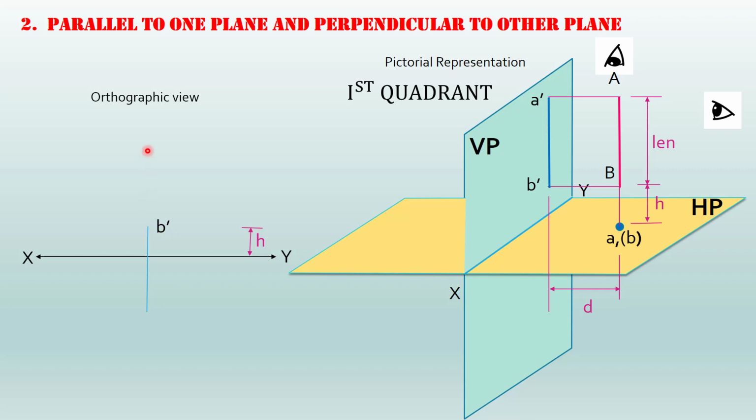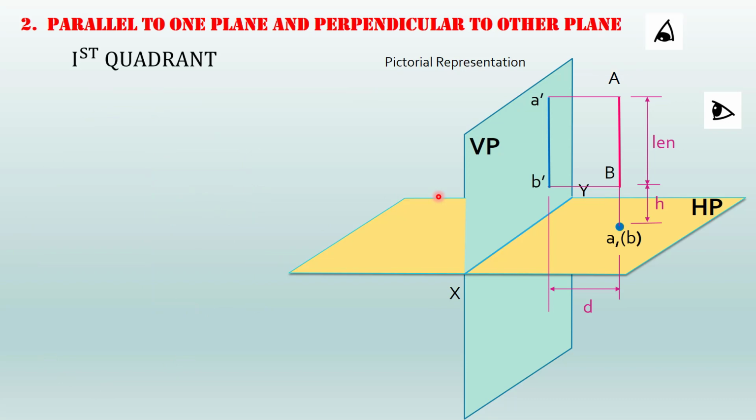Now the true length will be obtained on the vertical plane. It will be vertical, right? Here you can see that, right? So A dash will be at a distance of LEN from B dash. So you got the elevation, and on plan you will get a point, right? Which will be at a distance of small d from the vertical plane. See this distance, that will be equal to the distance from the vertical plane. So this gives the orthographic view for this particular case.